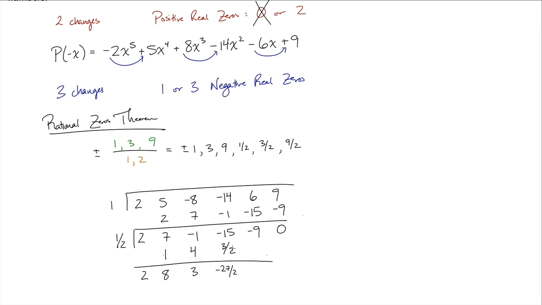Okay, let's go ahead and move on to our next number. So let's see, we skipped 9. And I think we're going to be good with that. Let's go ahead and do 3/2, see what happens. And there we go, we get 0. So 3/2 worked for us. And we've done now 2 positive numbers. So we got our exactly 2 positive real zeros.